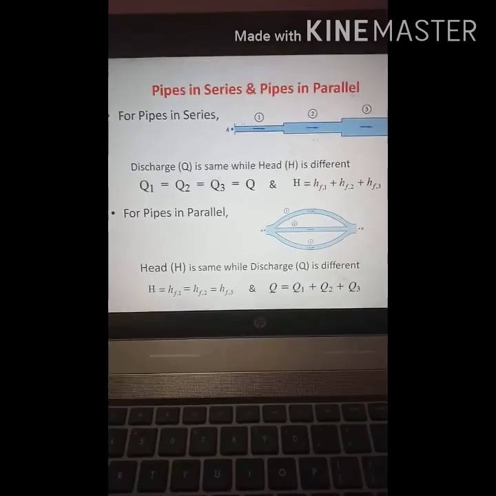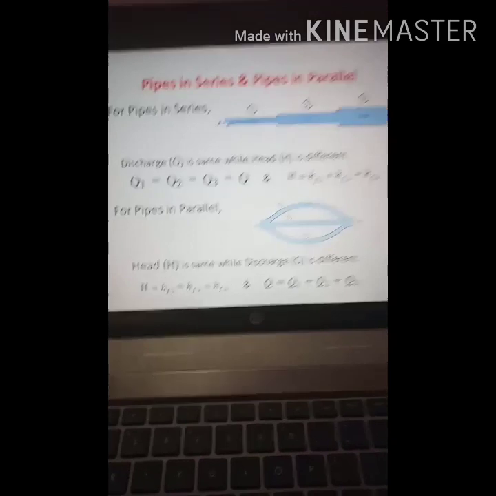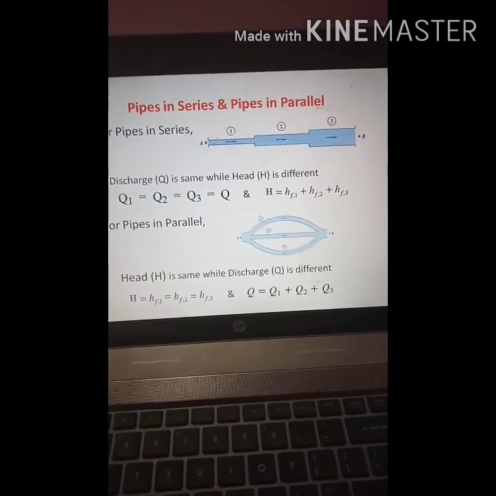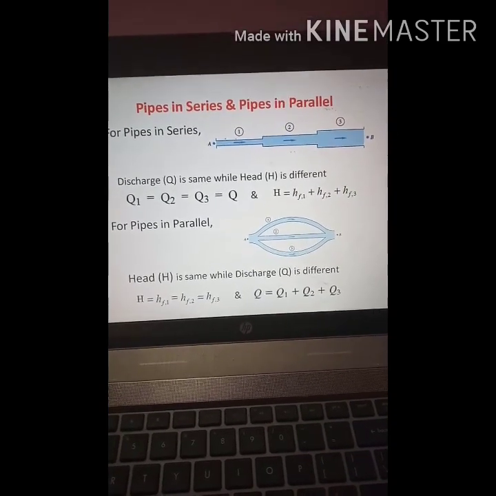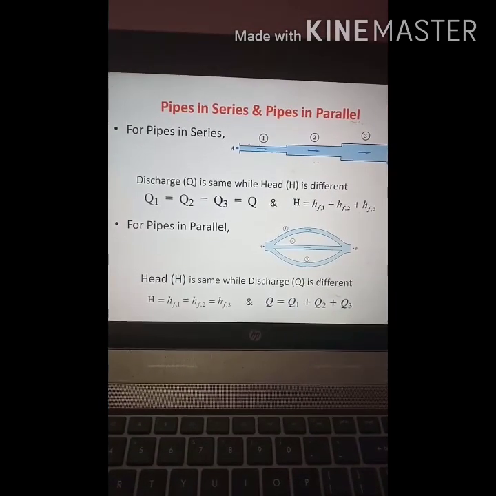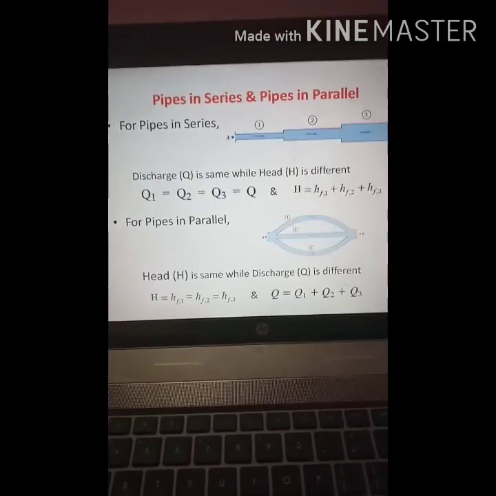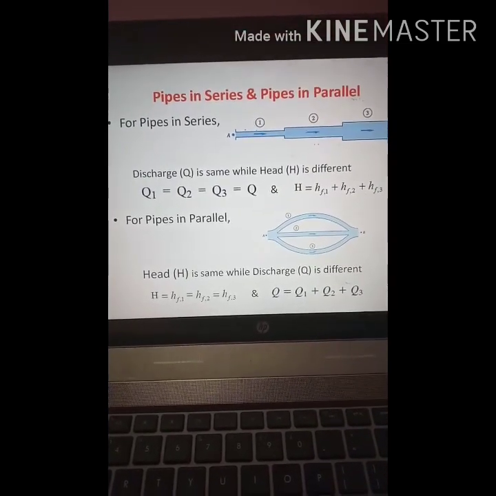That is, HF1 is equal to HF2 is equal to HF3, because loss of head depends on the length of the pipe and the diameter of the pipe. As long as the length and diameter of each pipe are the same, the loss of head will be the same across all the pipes. Only the discharge will be divided. So the total discharge will be Q1 plus Q2 plus Q3.